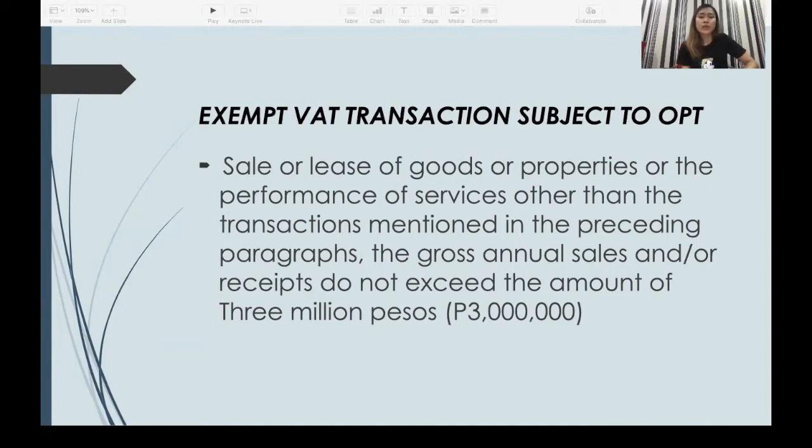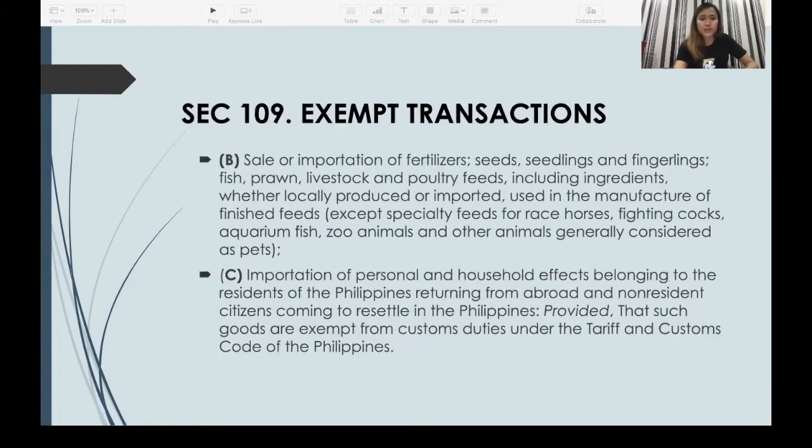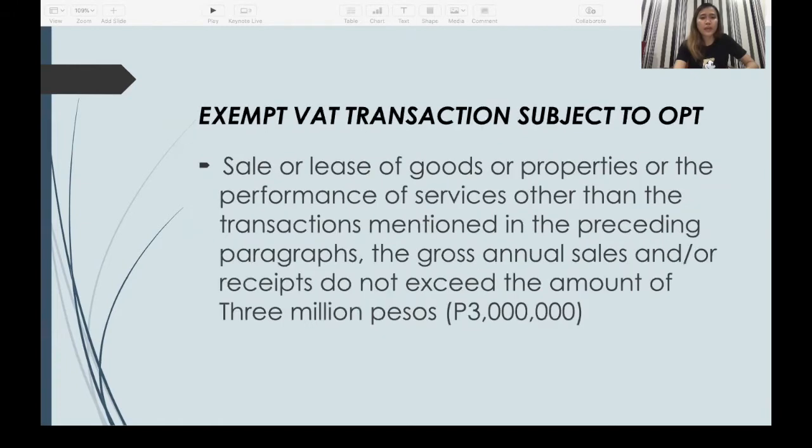It is a sale or lease of goods or properties or the performance of services other than transactions mentioned in the preceding paragraphs. The gross annual sales and receipts do not exceed the amount of 3 million pesos. As you can see, it is mentioned here in the preceding paragraphs kasi there under section 109 there are 28 VAT exempt transactions.